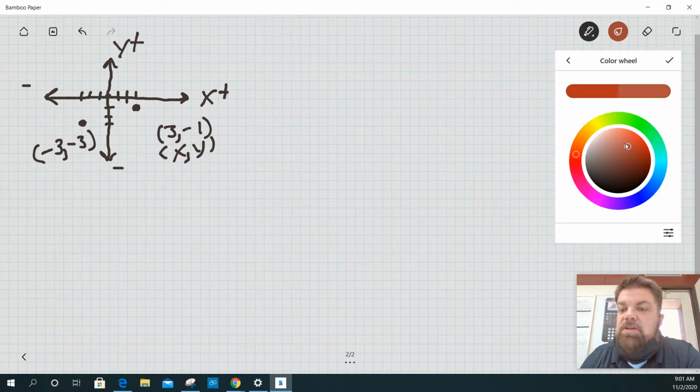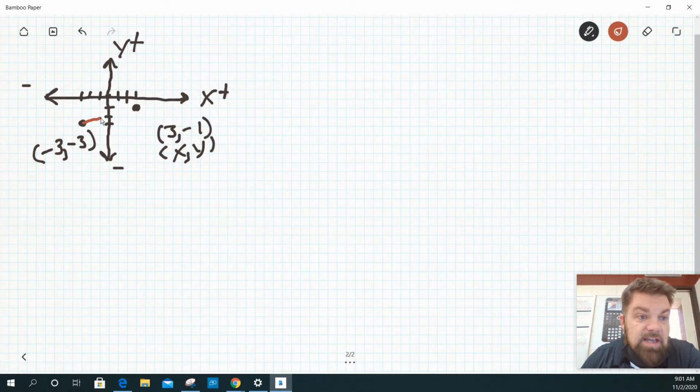And what I'm going to do is draw a line between those 2 points. And it crosses right here, like so. Okay, and these are our 2 points right here. And so what I need to do is find the slope.